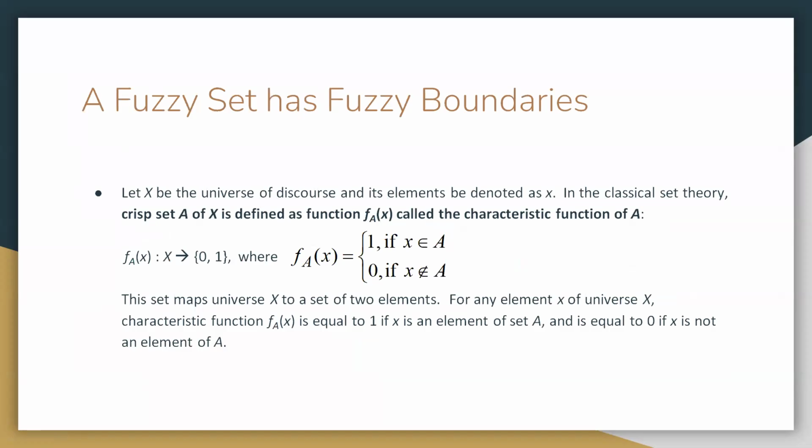Coming to the formal definition of a fuzzy set, we saw earlier what a crisp set looks like. You have a membership function, or characteristic function, f of A, such that the universe of discourse maps to the values 0 and 1. If it is a 1, that means x is a member of A. If it is a 0, that means x is not a member of A. That is the basic idea.